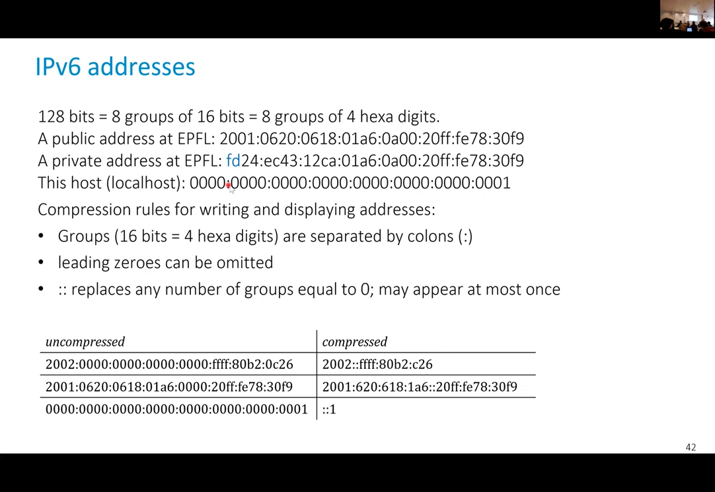4 times 4, so 16 bits. They're separated by colons. And the compression rule is that you can omit leading zeros. For example, if I have here 0A00, I could write it without the leading zero, and my address here, the 0620, can be written as 620.